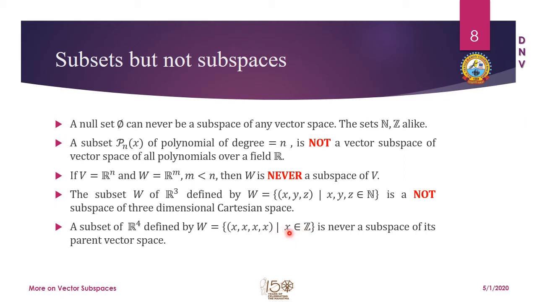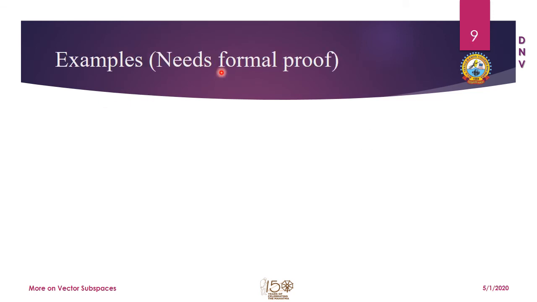But what happens when we multiply the vector by 1/3? It becomes x/3, x/3, x/3, x/3. Of course, all the four are equal, but x/3 is not a member of the set of integers. So the third condition is not satisfied, and hence we say that it is not a subspace of its parent vector space, that is R4. So these are some examples of subsets which are not subspaces.